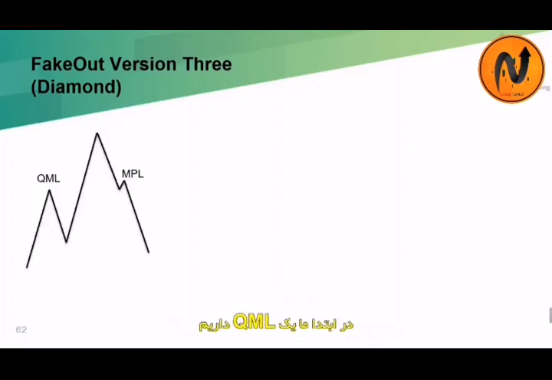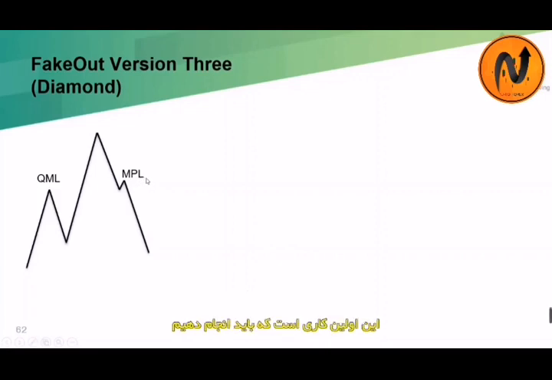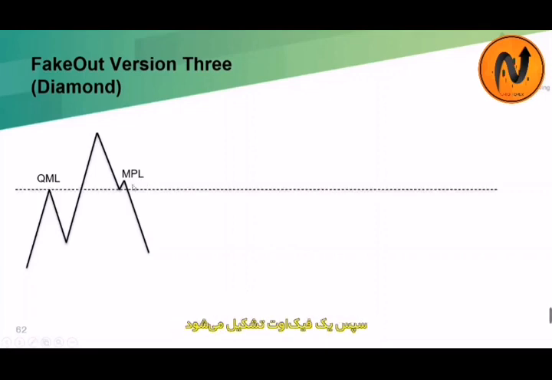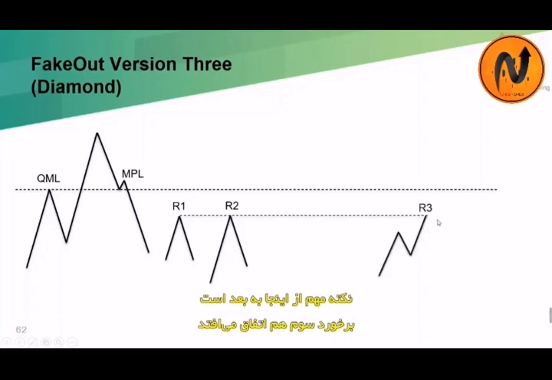So first of all, we have a normal QML, and of course we identify our MPL and our decision point, the zone of entry, first. This is the first thing that we need to do. Then what happens is that we have our fake out, the version 1 type of fake out. We have R1, R2. Then come these important things. We have the third R.